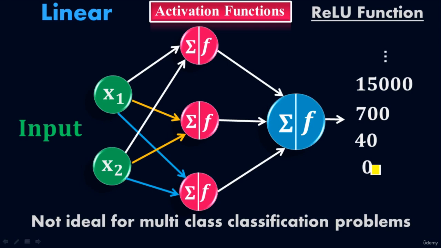It is a problem which creates issues in learning the neural network model. It has issues during the learning, so you have to avoid the vanishing gradient descent problem. Therefore, we can say that it is not ideal for multi-class classification problems, because there is a clear restriction that for negative values, it always returns 0.